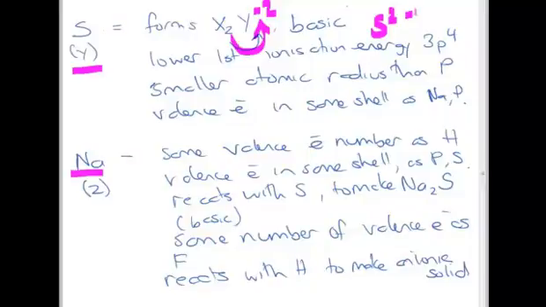Sodium itself has the same valence electron number as hydrogen. Again, its valence electrons are in the same shell as phosphorus and sulfur, and it reacts with sulfur to make Na2S, which is that basic solution we're talking about. It's got the same number of valence electrons as fluorine, and it reacts with hydrogen to make an ionic solid. So just taking care with those and making sure you give a detailed answer should give you full credit.